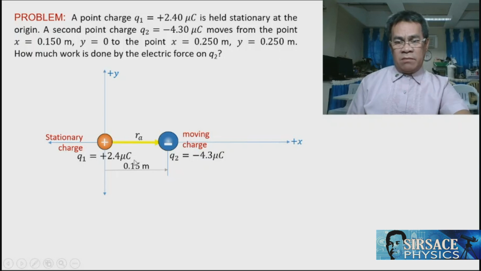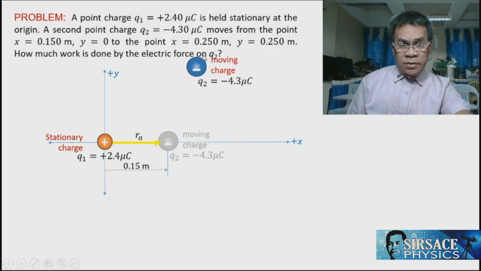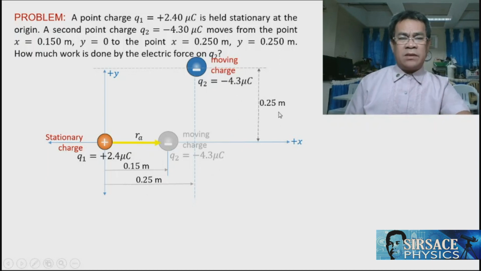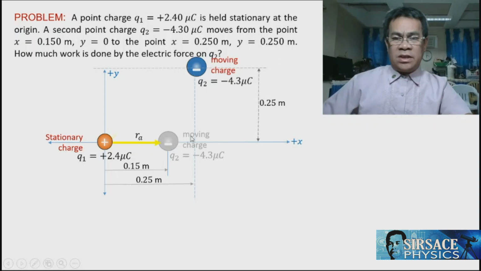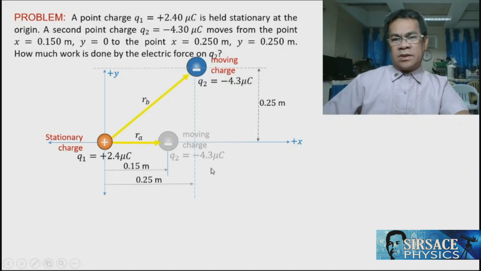The position RA means 0.15. Then this will move through a coordinate of 0.25 meter x and 0.25 meter y. So this is the final position, RB. So this is the initial and this is the final, and this travels from initial towards the final. So the question is, how much is the work done by this electric force? What is the work done by this electric force?